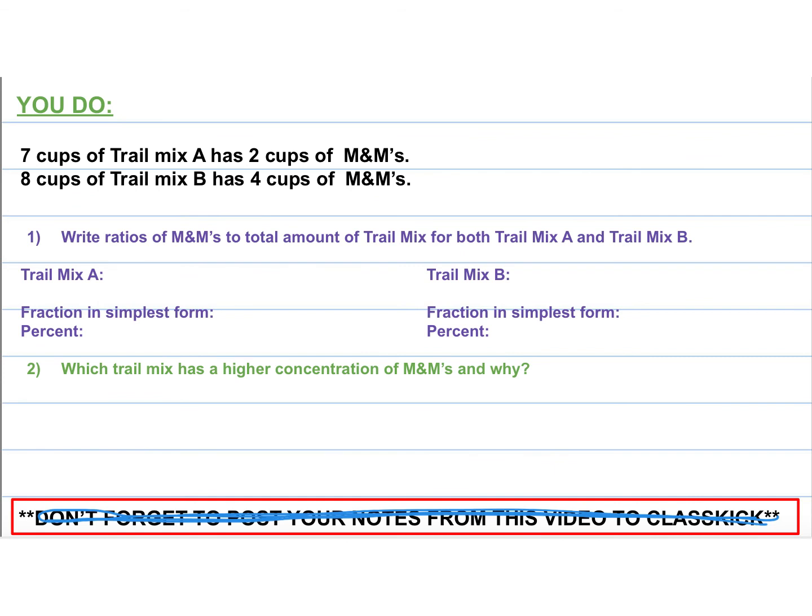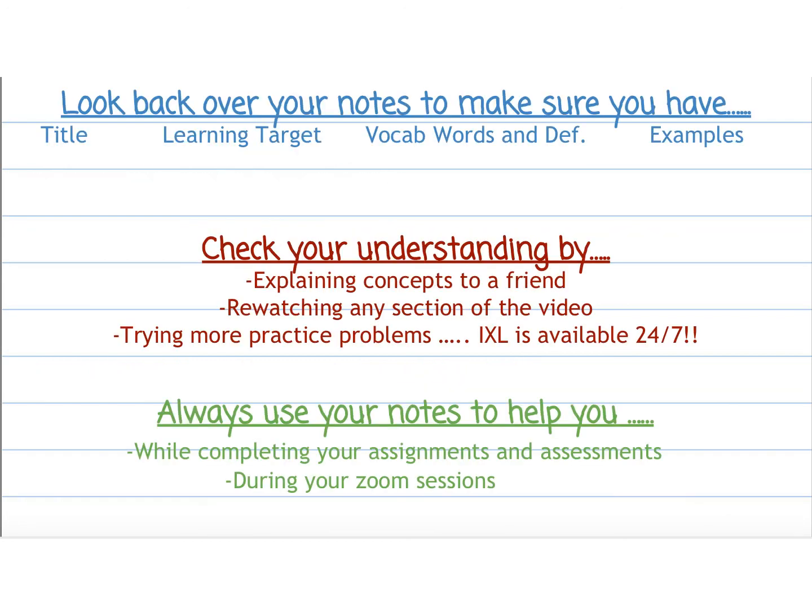Okay, so these you do questions, these are ones that you're going to try on your own. I'll be looking for them in your notes when I check them. That's the end of our ratios video, so look back, make sure that you have all of these things listed in your notes, the title, learning target, vocab words and definitions, all the examples with work to go with them. A good way to check your understanding, could you explain this to somebody else? If not, rewatch parts of the video that you're still stuck on. Try more practice problems. Make sure to bring your notes to class.